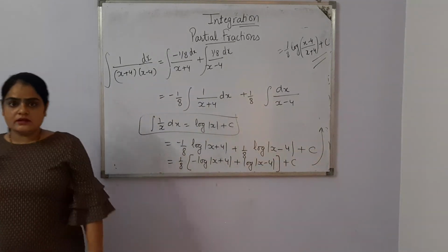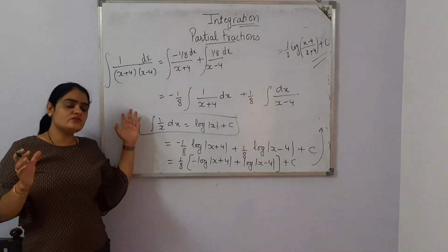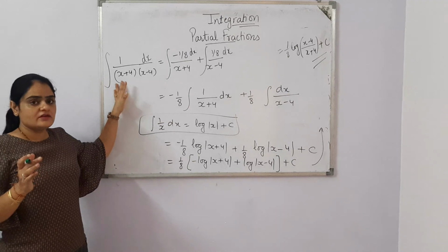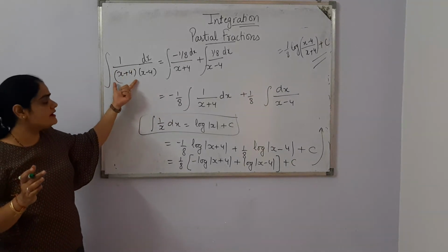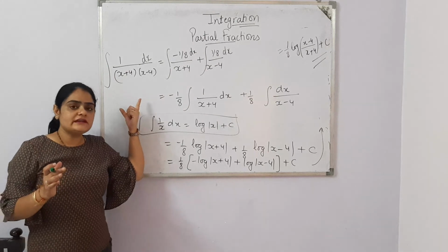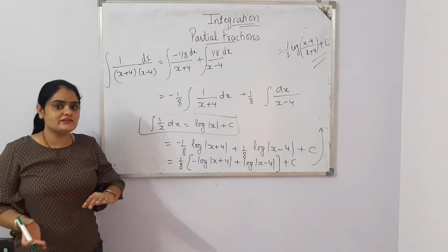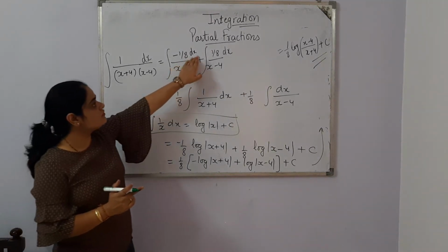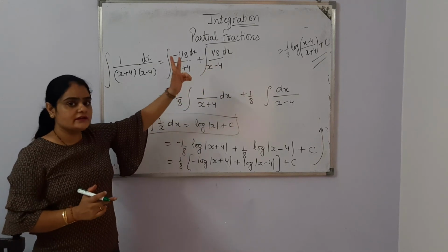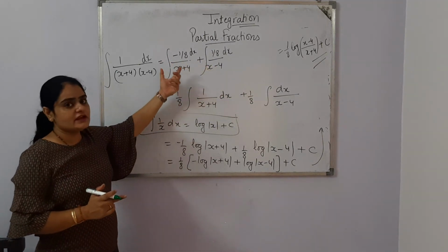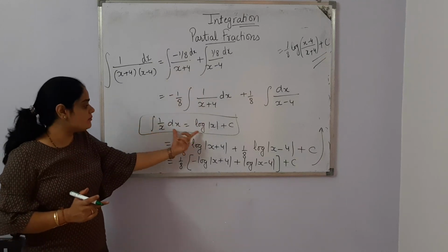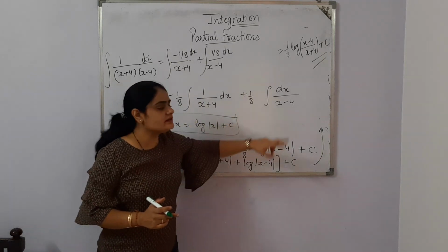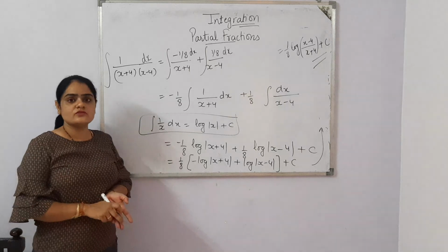So what we did, first of all we checked, because the function was a rational function, so we checked that the numerator's degree is lesser than the denominator's degree. Then we found the factors of the denominator's function. After getting the factors, we applied the partial fractions criteria, and then we got the values of a and b. After substituting the values of a and b, we get two segregated functions with plus sign, and after that its integration is possible with the help of this formula. 1 by x dx integration is log of x. So in place of x, here it is x plus 4, here it is x minus 4. Hope this question is clear to you.